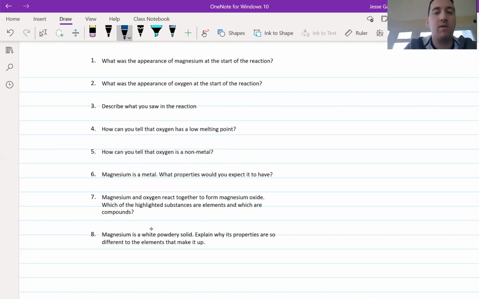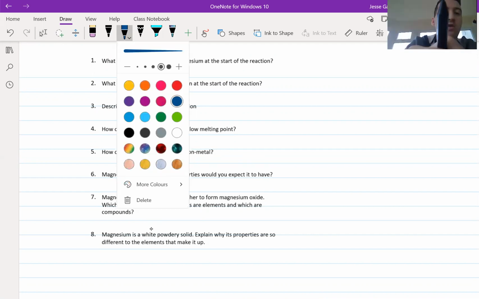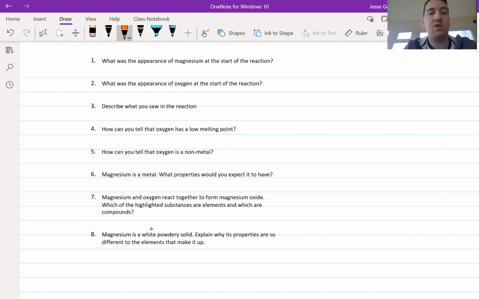What was the appearance of the magnesium at the start of the reaction? So again, you should write a full sentence, but I'm just going to include the key word you definitely should have in your sentence.